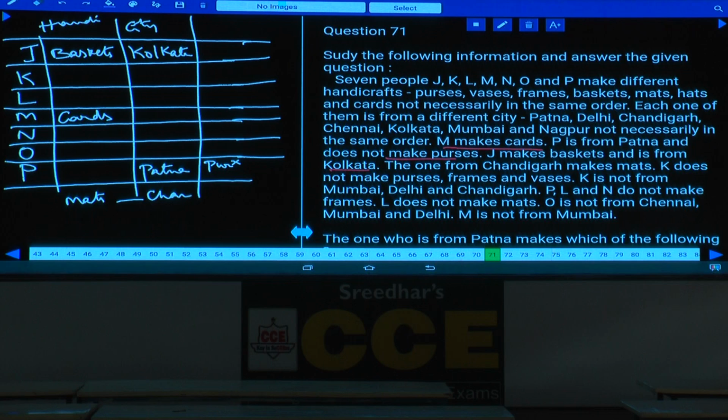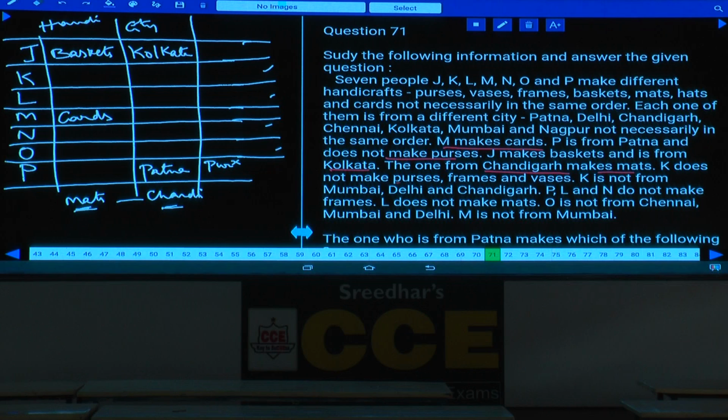And below the handicraft, now we should represent this handicraft mat and below the city Chandigarh. Because as of now, how many possibilities are there for this mat and Chandigarh? Either K can be mat and Chandigarh, L, N, O, isn't it? There are 4 possibilities for this one. Hence we cannot represent the data straight away. Hence we are representing like this. Below the handicraft mat and below the city Chandigarh. And the one from Chandigarh makes mat.